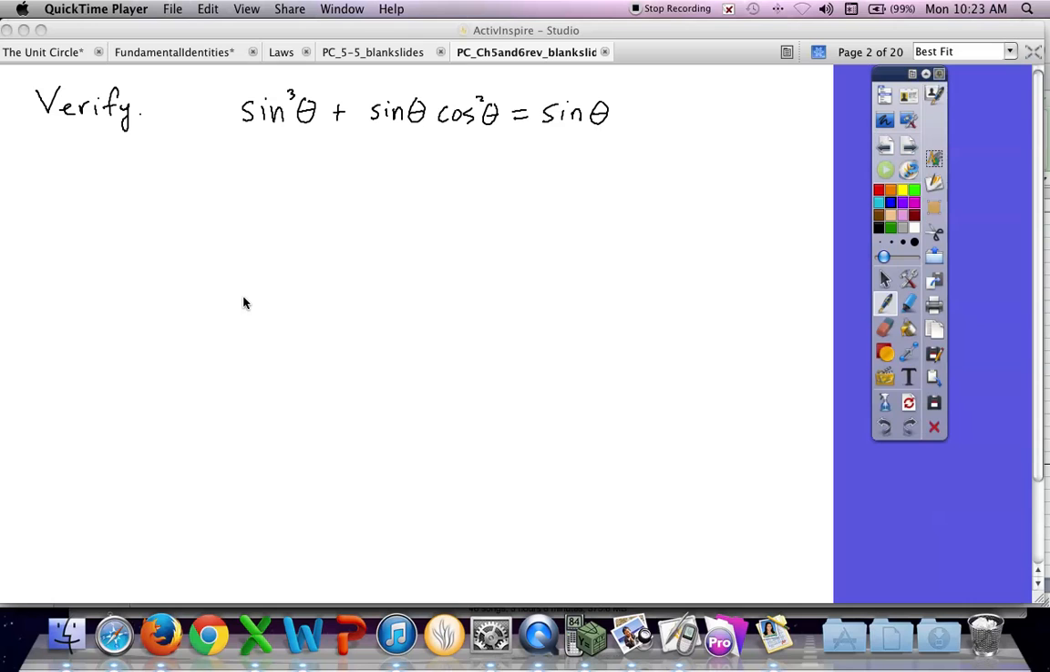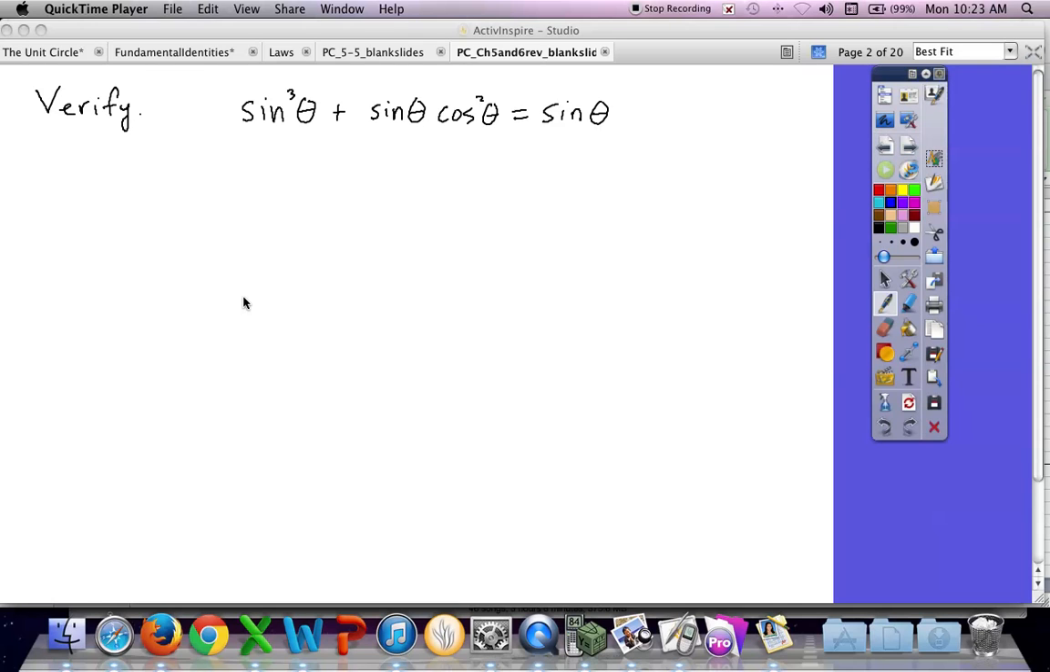Work on the left to make it look like the right, or work on the right to make it look like the left, or work on both until they meet in the middle. But to say generally, work on the more complicated side first. In this case, that would be probably on the left. So what could we do to simplify on the left?